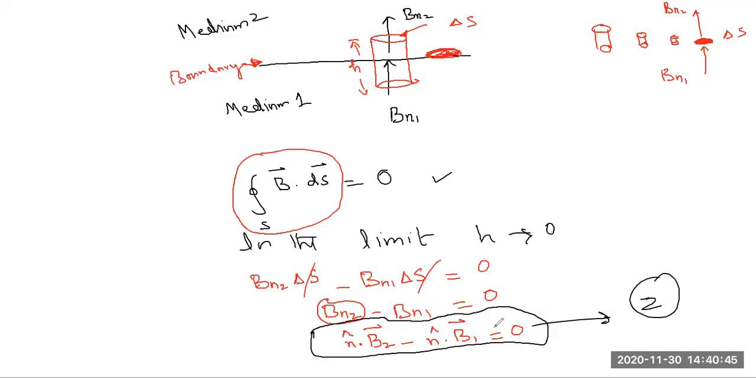So what is the meaning of this equation? This boundary condition is telling us that the normal component of magnetic flux density will always be continuous. So as a wave moves from one medium to another medium, the normal component of magnetic flux density will not change. Bn2 is equal to Bn1.